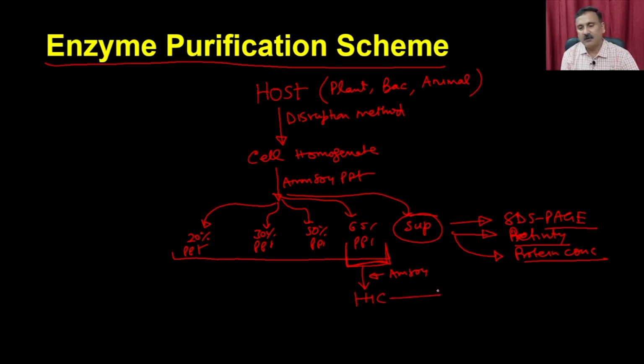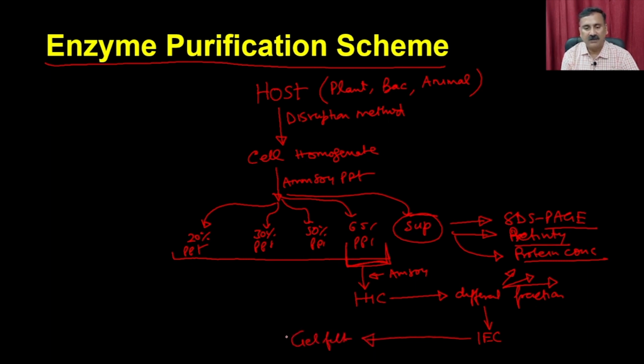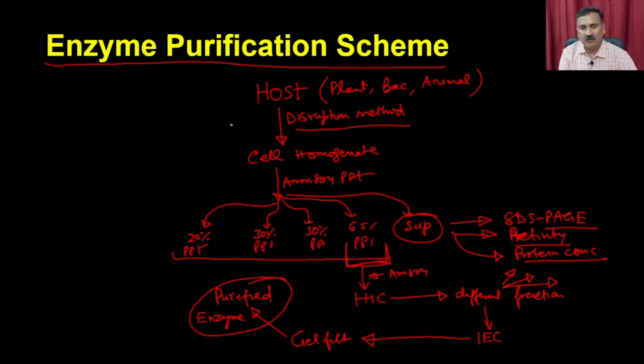And HIC is also going to give you different fractions, and all these different fractions can again be analyzed by SDS-PAGE, for the activity, and for the protein concentrations. Now from the HIC fractions, you can pool the fractions where you have the protein, or wherever you have the activity, and then these fractions can be further loaded onto the ion exchange chromatography, followed by the gel filtration chromatography. And ultimately you're going to see a purified enzyme if you optimize all these steps in a meticulous way. I don't have examples of discussing all these, but you can get an idea, and you can go with this particular scheme.